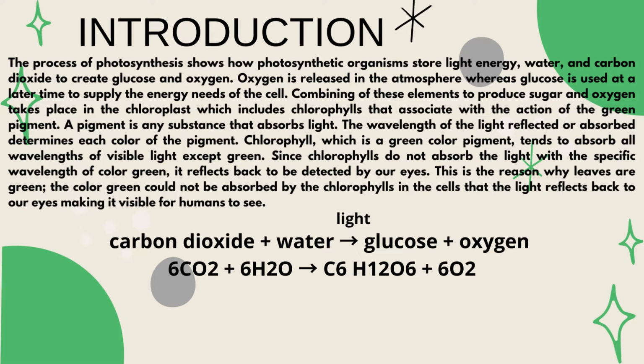A pigment is any substance that absorbs light. The wavelength of the light reflected or absorbed determines each color of the pigment. Chlorophyll, which is a green pigment, tends to absorb all wavelengths of visible light except green. Since chlorophyll does not absorb light of the color green, it is reflected back to be detected by our eyes. This is the reason why leaves are green.